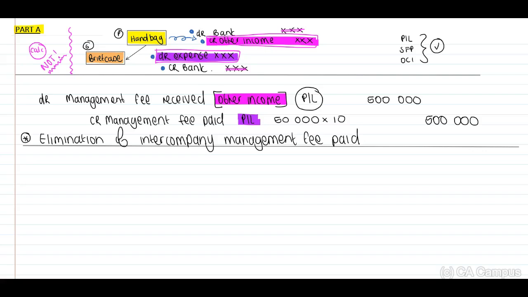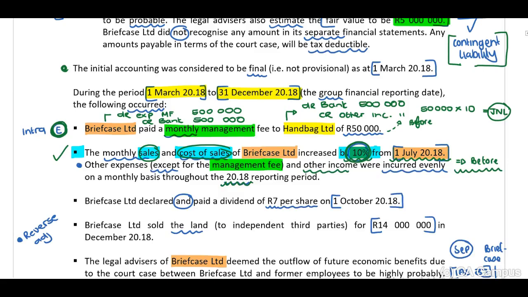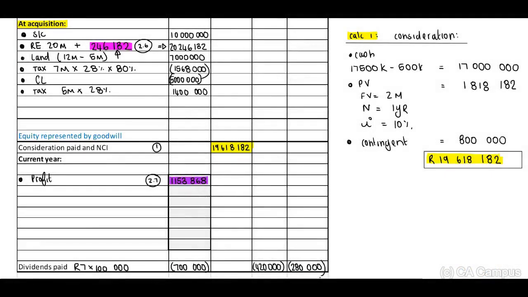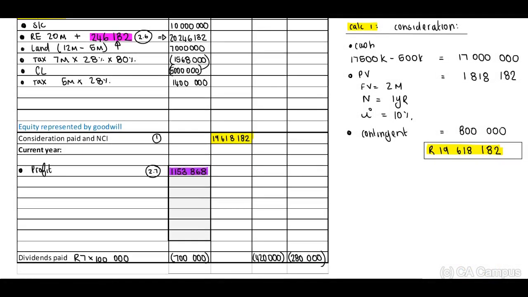Now let's refer back to our given information. And we can tick off the first bullet point in terms of our management fees. Bullet point number 3, the dividends declared. 7 Rand per share on 1 October. Immediately I will transfer this to my analysis of owner's equity. Please look at the bottom of your analysis of owner's equity. Dividends paid, they've indicated to us 7 Rand.